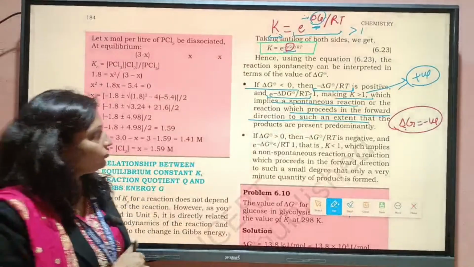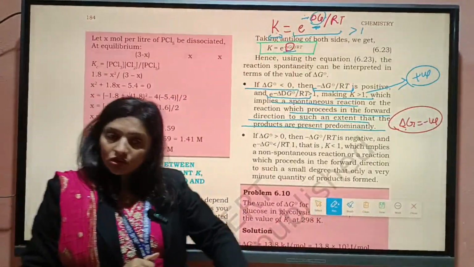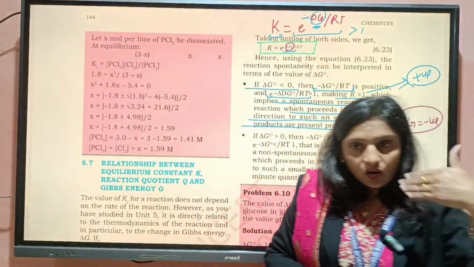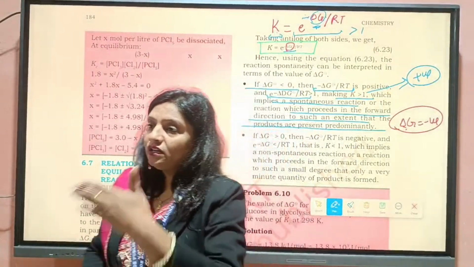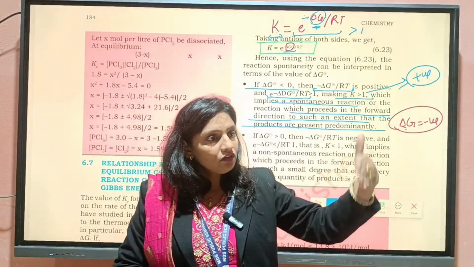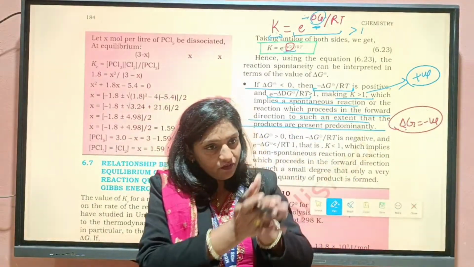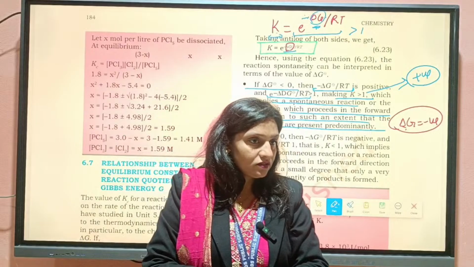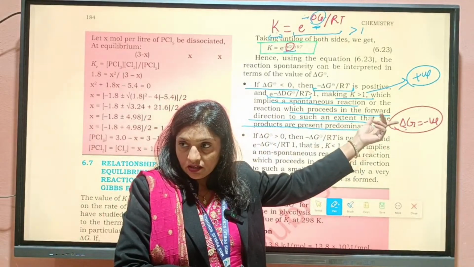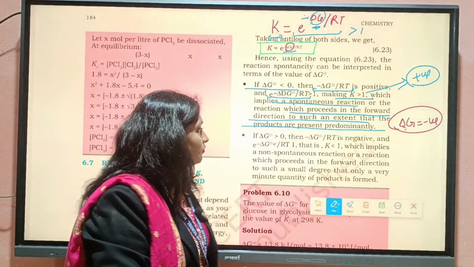If the reaction is in the forward direction, then products are present predominantly. Why is it? Because reactants are going to be converted into the products. Initially we have reactants only, but with the passage of time, reactants convert into the products. So the concentration of product is increasing and the concentration of reactants is decreasing. Clear or not? So here products will be predominant. This paragraph clear or not? Any doubt?